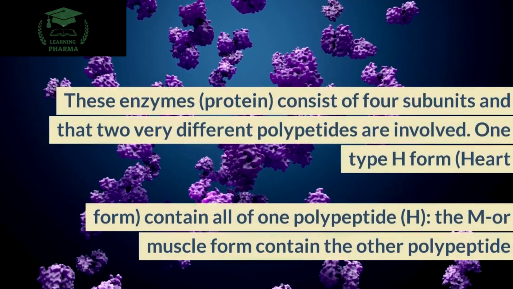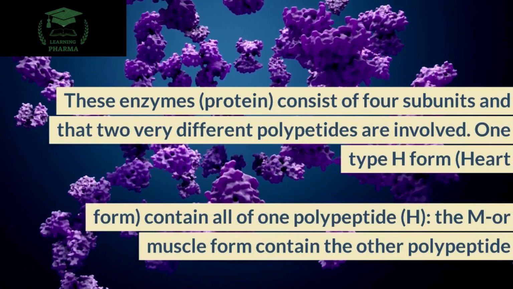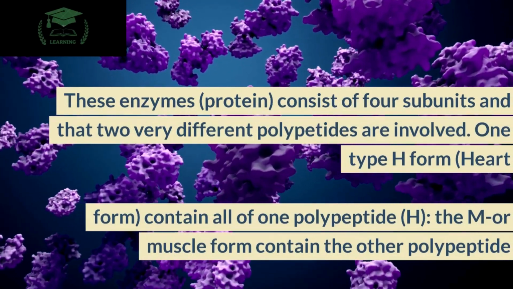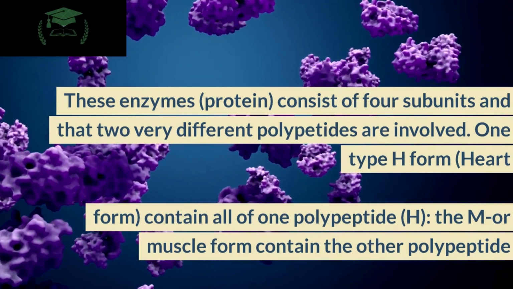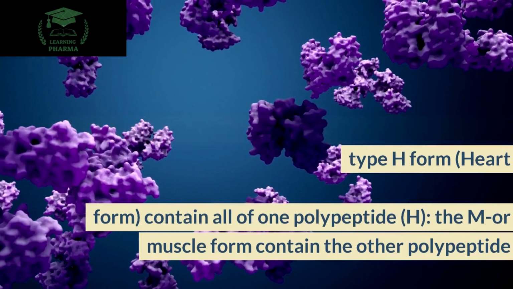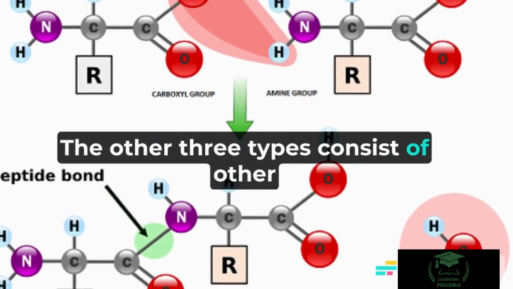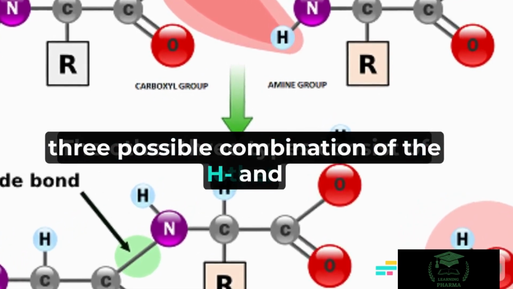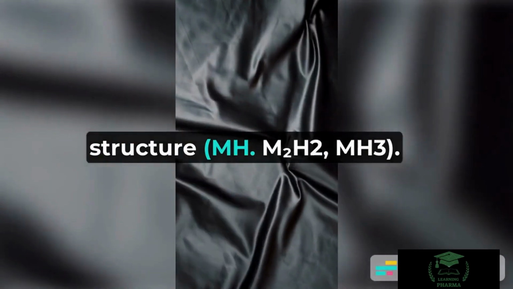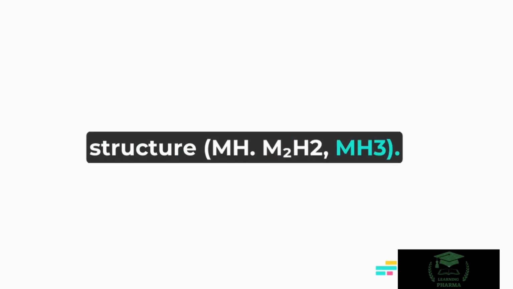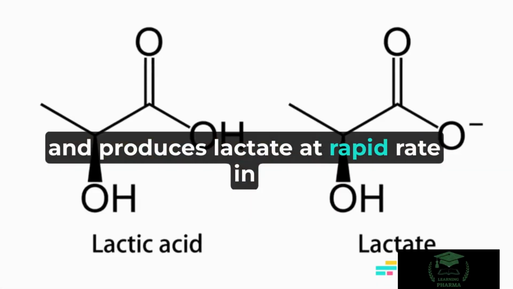This enzyme protein consists of 4 subunits, and 2 very different polypeptides are involved. One type, the H form or heart form, contains all of one polypeptide, H. The M or muscle form contains the other polypeptide, M4. The other 3 types consist of the other 3 possible combinations of the H and M polypeptides to form a tetrameric structure: MH3, M2H2, M3H.